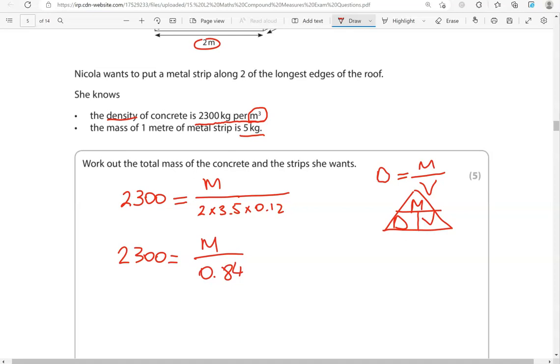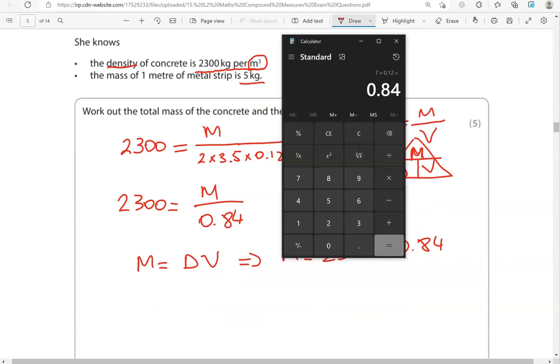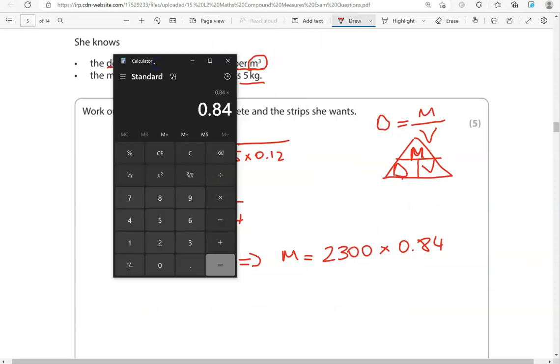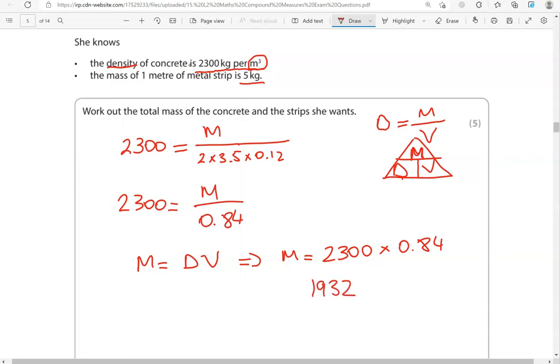So we're looking to work out the mass, and as you can see, mass is equal to D times V. So mass is equal to 2,300 times 0.84. So we get 1,932 kilograms, because we input kilograms per cubic meter. So that's the mass of the concrete.